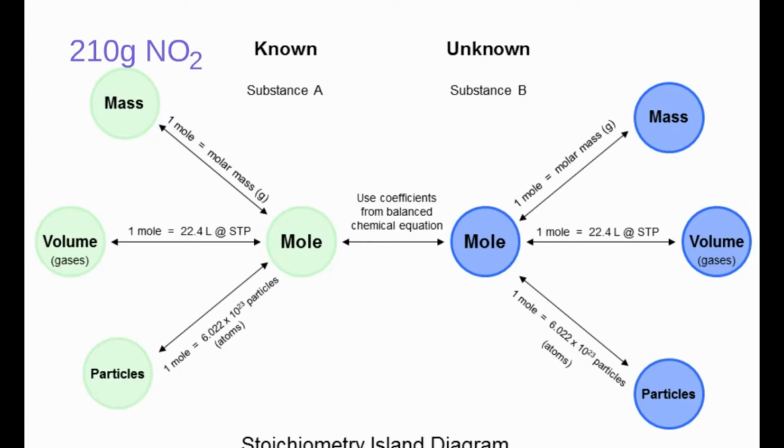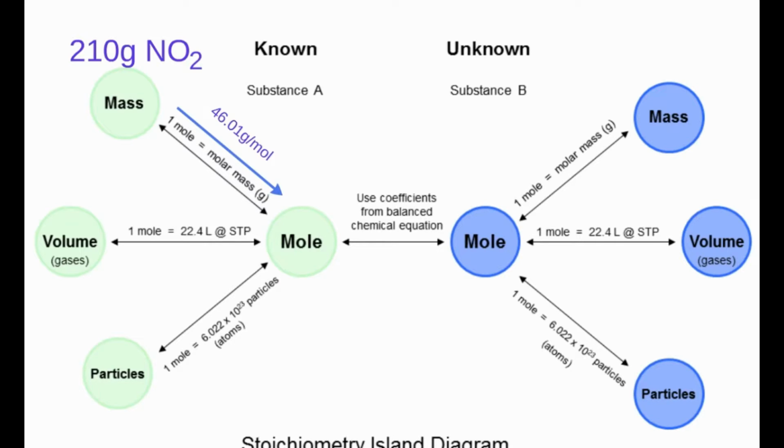So they give you 210 grams of NO2. We need to go this way. There's your ratio of what you need to figure out: what 1 mole of NO2 weighs. You need 1 nitrogen and 2 oxygens. Is it 14.01 plus 16 plus 16? 46.01 grams per mole. So 46.01 grams are equal to 1 mole of NO2.